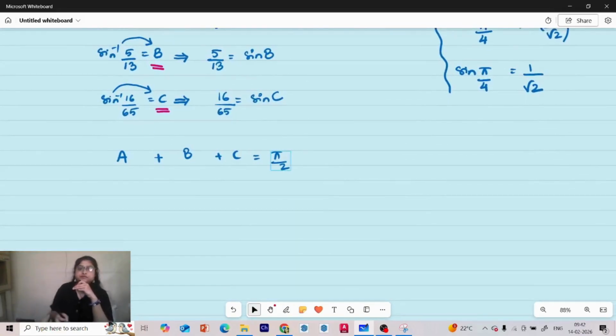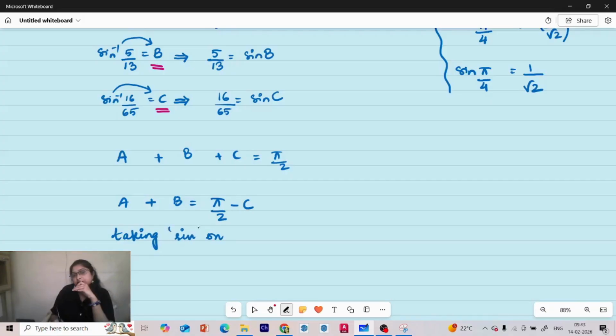Right? Okay, and so I can write a plus b is equal to pi by 2 minus c. I can write this, right? Now let us take sine on both sides. Taking sine on both sides, sine of a plus b is equal to sine of pi by 2 minus c.